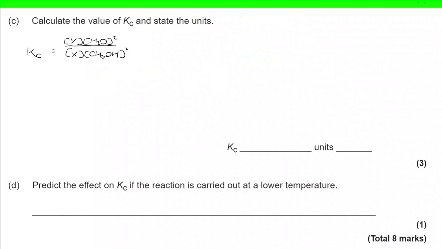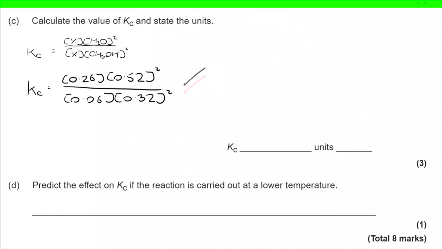In terms of the calculation, I've brought forward the Kc expression that we were using earlier, and I'm now going to substitute the figures in. Once I've substituted those figures in, I can do the calculation and I can get a value of 11. My Kc is 11. Now, in terms of the units, there are no units. That's because I've got mol dm^-3 cubed on top and mol dm^-3 cubed on the bottom. They cancel out entirely.